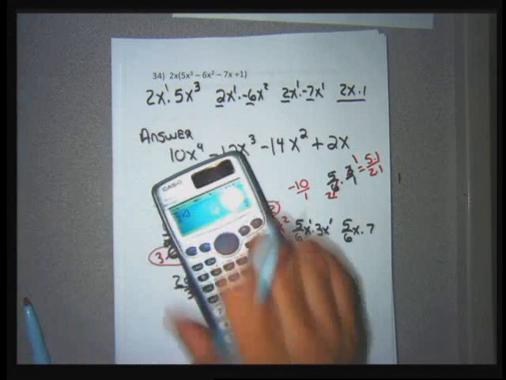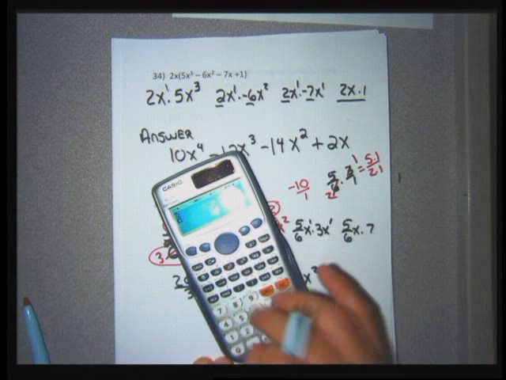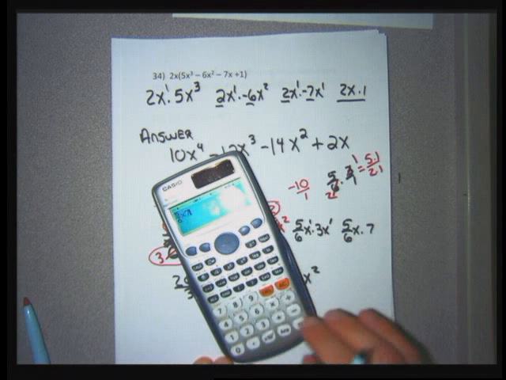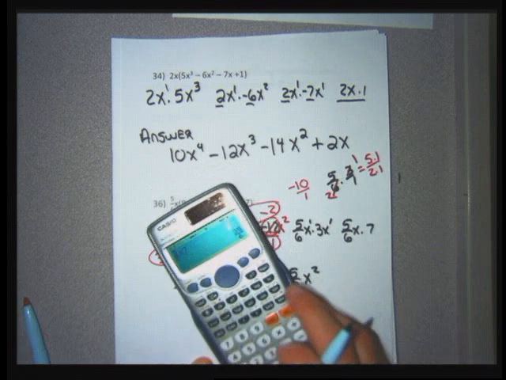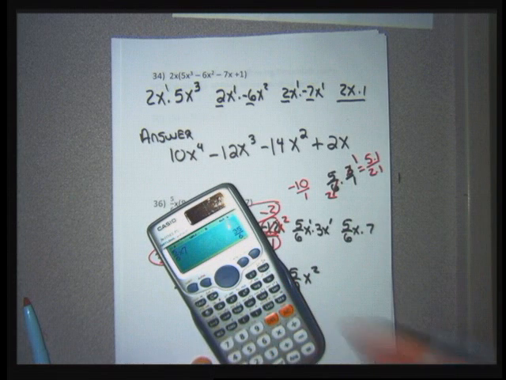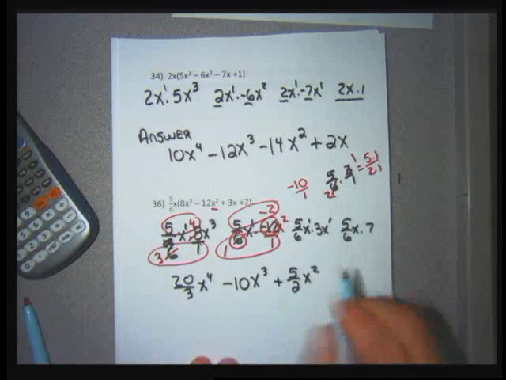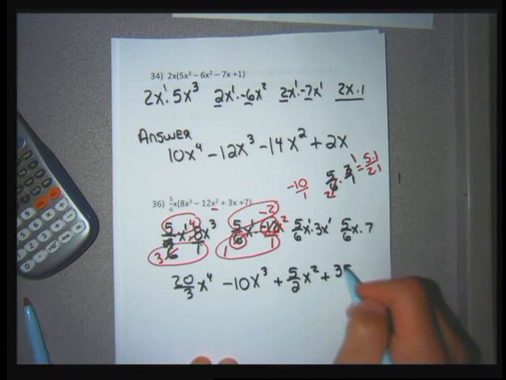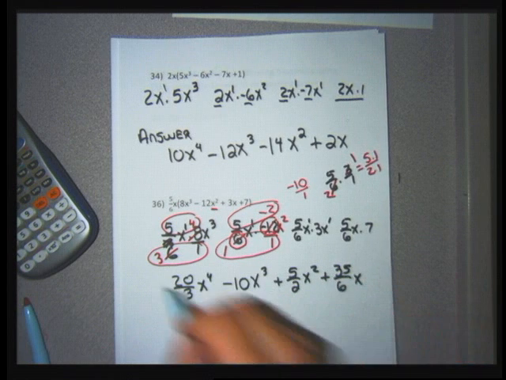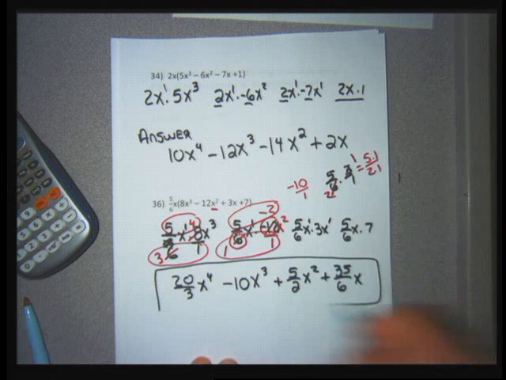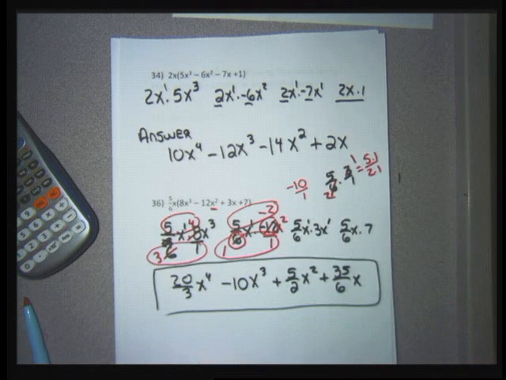Last multiplication is 5/6 times 7, which gives me 35 over 6, and that's going to give me positive 35 over 6x. Just to save time, I'll skip showing you how to do that by hand. And that's the answer for 36.